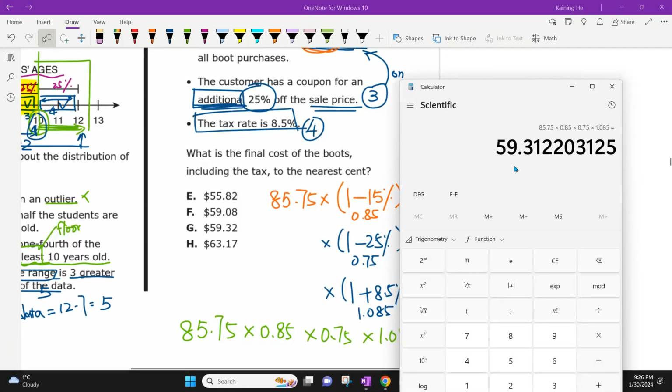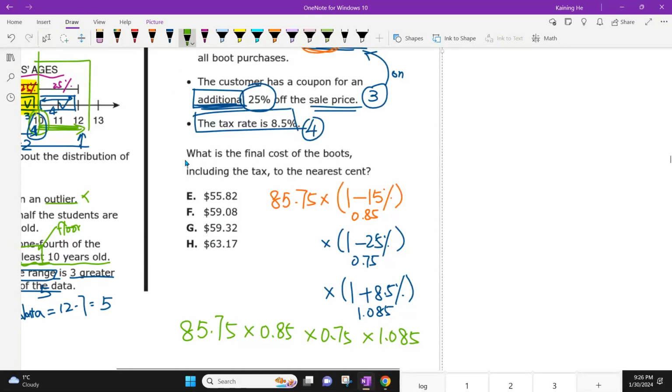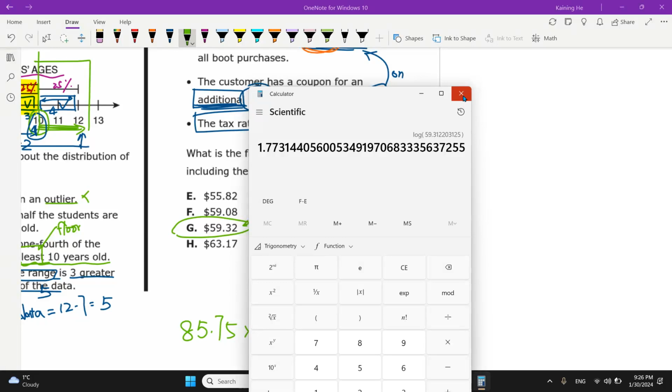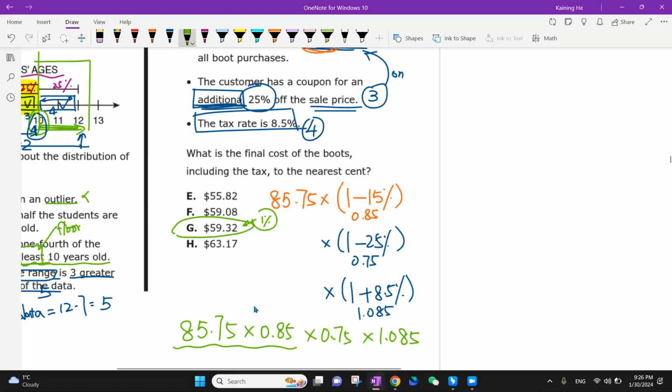So 59.31. And then we choose the closest answer in here, 59.32. Now, the only reason it has a 1 cent difference is going to be because people round it differently. Okay, it's okay to round it differently because some people might solve the first step, round it, and then solve the second step and then round it, and then solve the third step and then round it again. So if you do have a calculator, I suggest you write out the whole entire equation in one step to find out the most accurate answer.